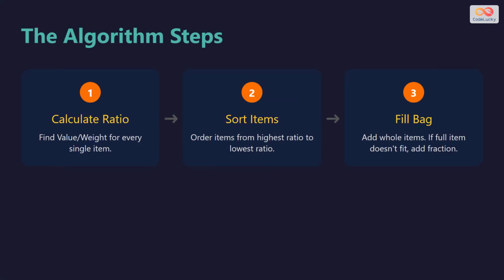Here is the three-step algorithm. Step 1. For every single item available, calculate its ratio by dividing its value by its weight. Step 2. Sort all the items based on this ratio from highest to lowest. We want the most value-dense items at the top of our list. Step 3. Start filling the bag with the highest ratio items first. If you reach an item that doesn't fit entirely, that is okay. Just take as much of it as possible to fill the remaining space.